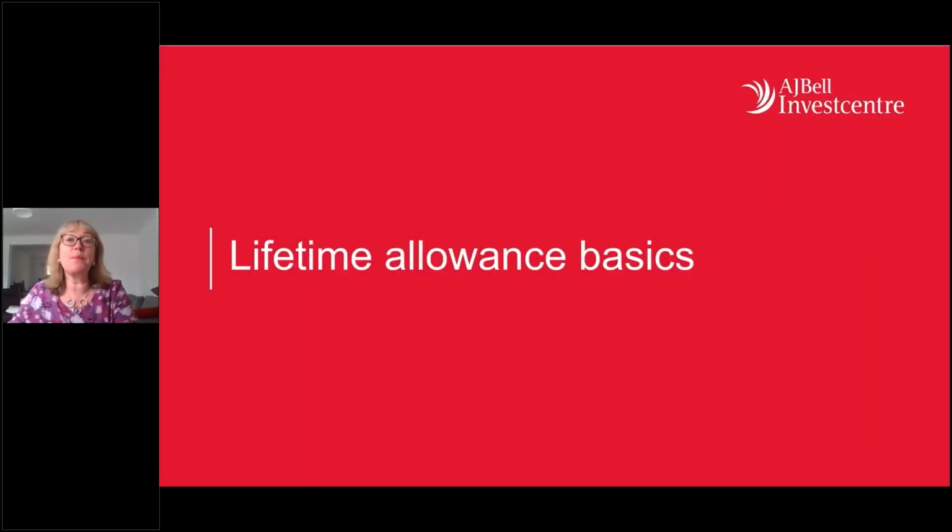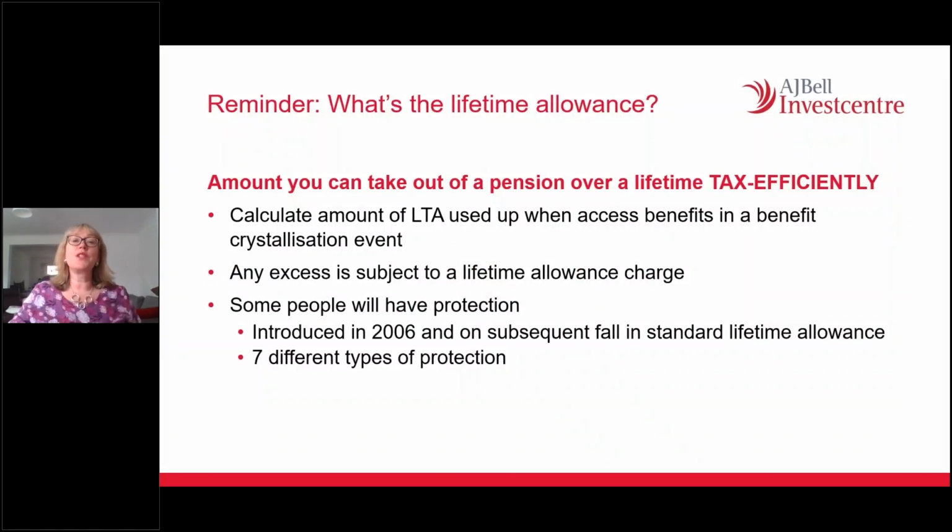So let's start with the basics. To encourage people to save for later life, the government offers fantastic tax advantages to those saving within a pension. However, to stop people from abusing these tax advantages, the government also puts in place two checks on pension savings. One on the way in on the amount you save, and the other, the lifetime allowance, on the amount that you can take out of a pension.